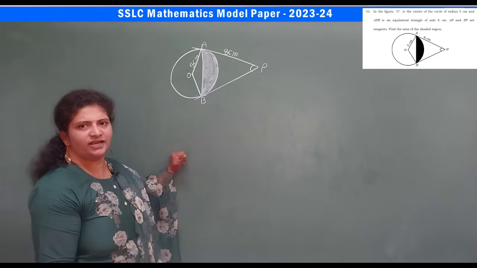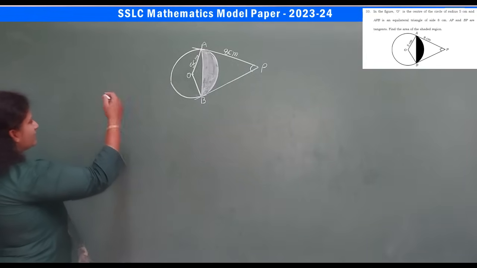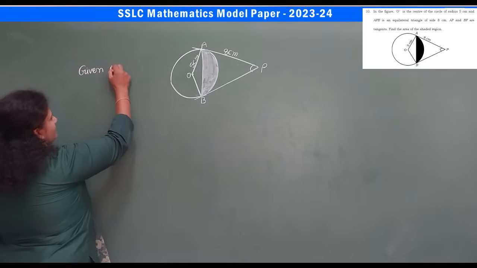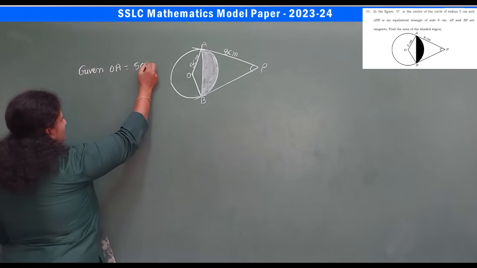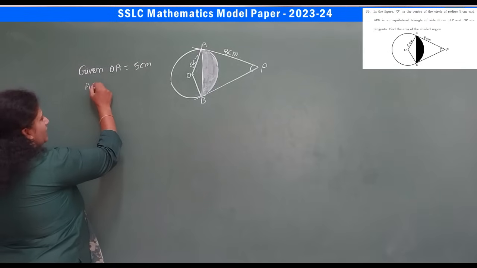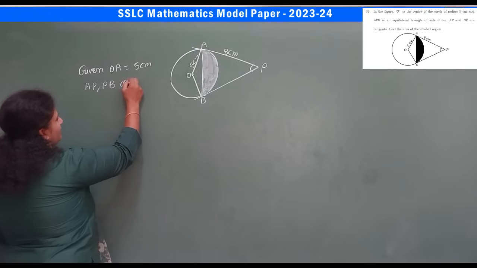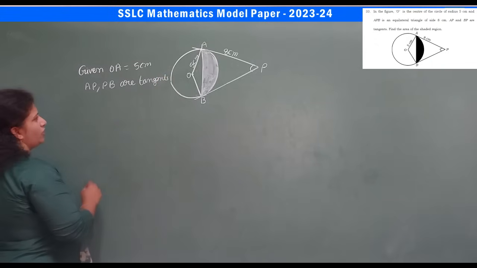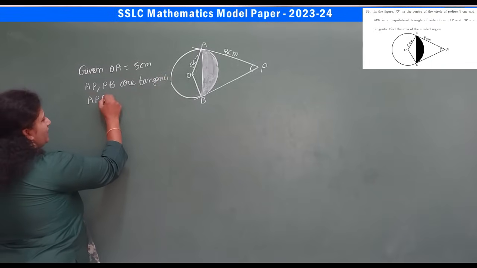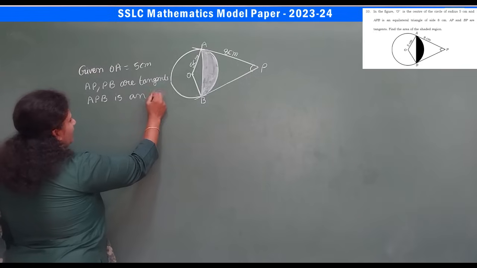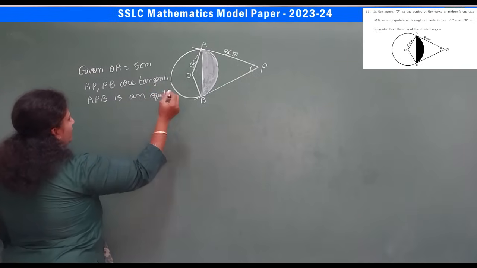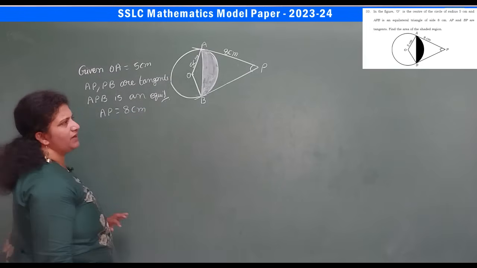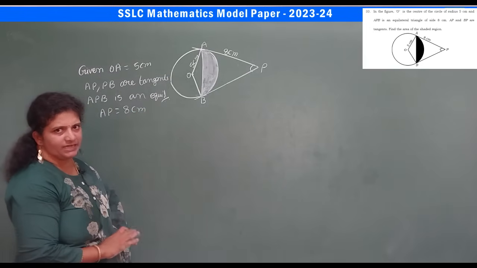How can we find this shaded region? So first let me write what is given. Given OA is a radius, OA is equal to 5 cm. And we can write AP and PB are tangents to a circle. Right? And next, what else is given? APB is an equilateral triangle. And AP is equal to 8 centimeters, given. We can write AB is also 8 centimeters, BP is also 8 centimeters.